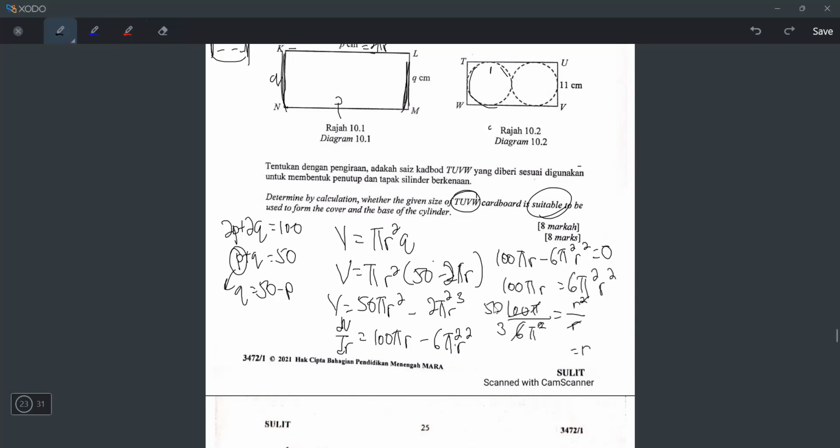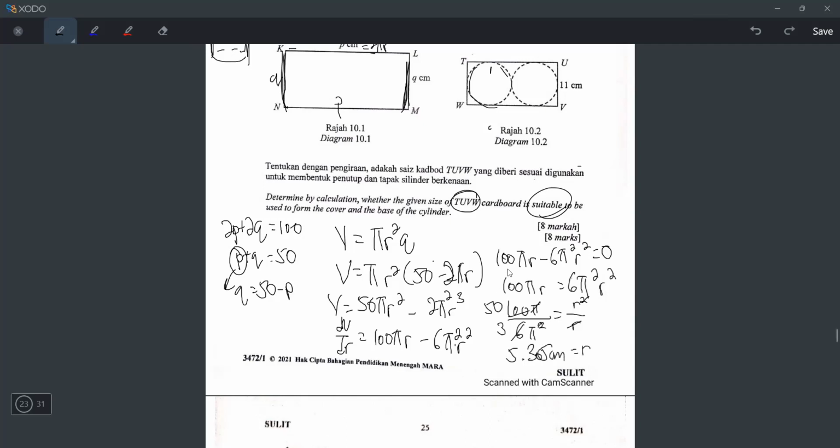And then I just press 50, divide bracket 3 pi. Have to put bracket, if no brackets, 50 divide bracket 3 pi. And I got 5.305. So I think that's my answer. That's my radius, 5.305 cm.